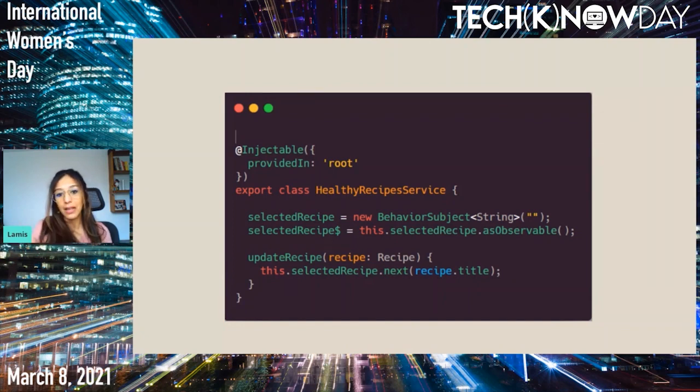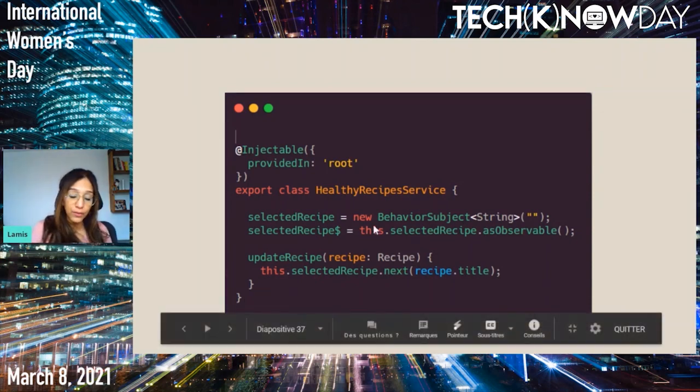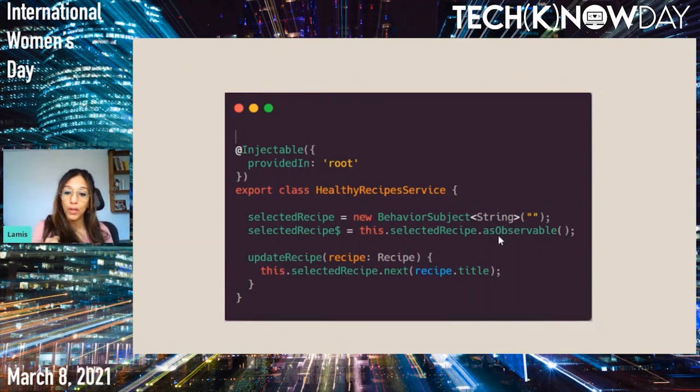And the behavior subject takes a default value. In my case here it's a string value, and here this is private. This should be a private attribute, and I will just extract the observable from this subject in order to expose it to the external world.